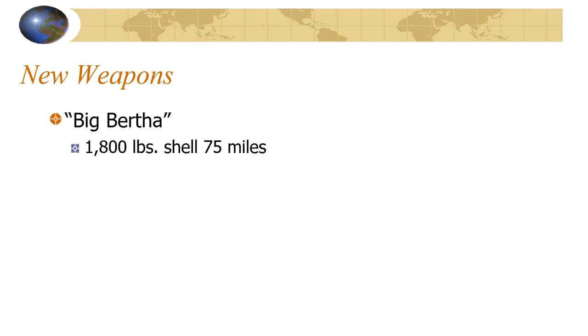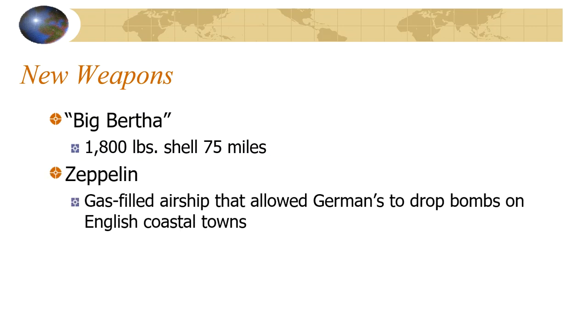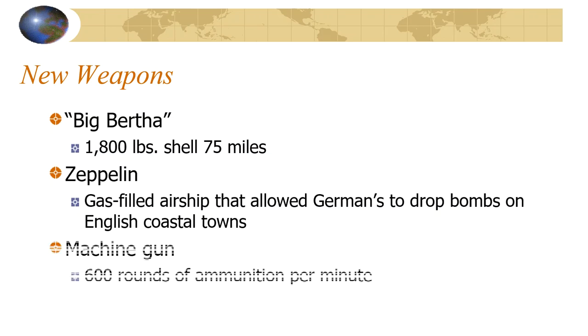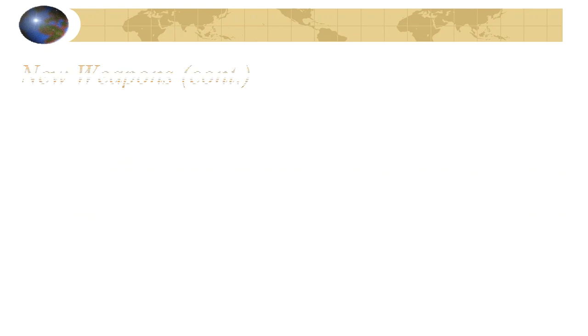We have Big Bertha, which was an 1,800-pound shell that could travel 75 miles. Unfortunately, Big Bertha could only be transported by railroad, which meant there were limits to where you could use her. The Zeppelin was a gas-filled airship that allowed Germans to drop bombs on English coastal towns. Now, a Zeppelin was highly susceptible to explosion, but how do you get bombs up there? And then you have the machine gun, 600 rounds of ammunition per minute, which means that you could just spray the enemy with bullets, which is great if you're defending, really bad if you're attacking.